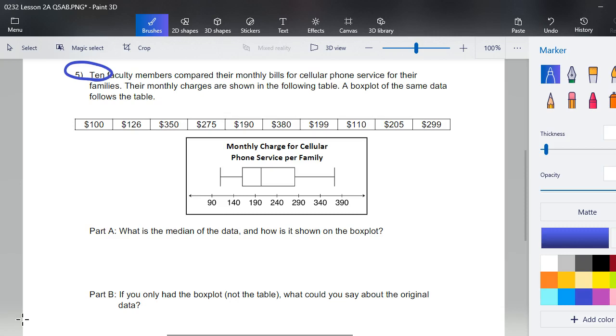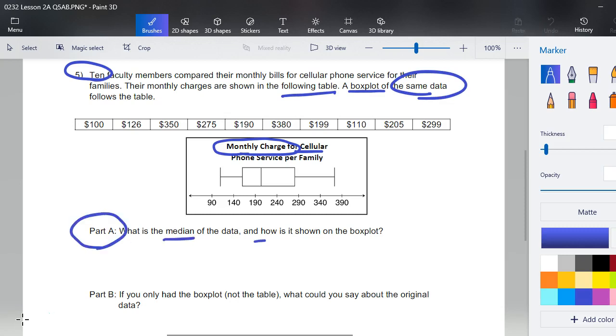10 faculty members compared their monthly bills, and right here, monthly charge, that would be their bills, for cellular phone service for their families. The monthly charges are shown in the following table. A box plot of the same data follows the table. Part A says, what is the median of the data and how is it shown in the box plot?